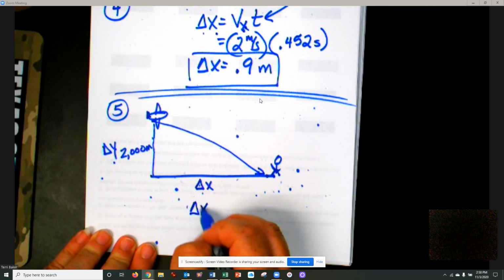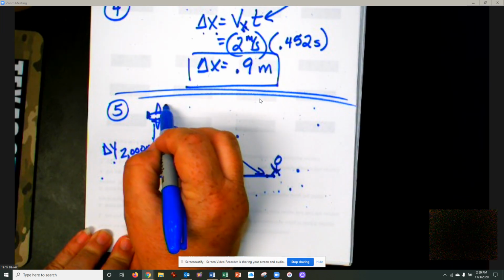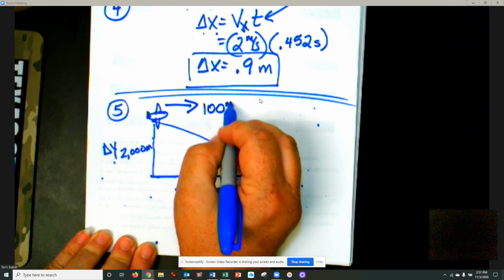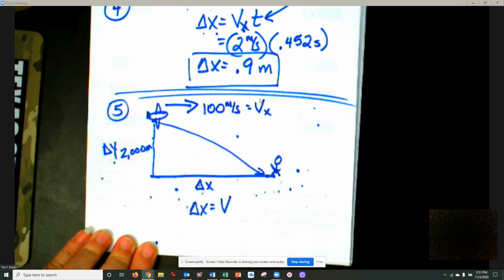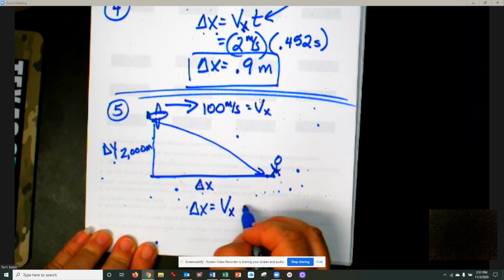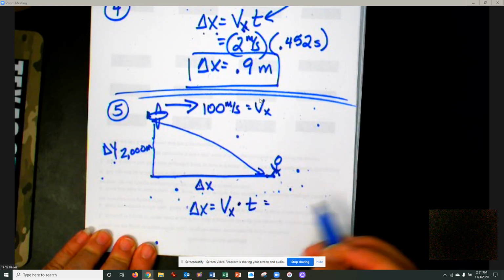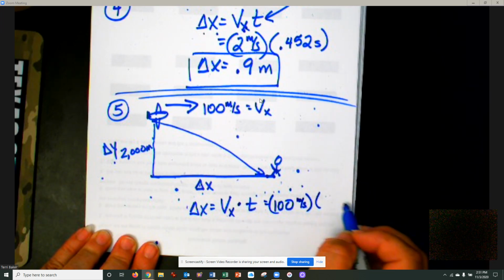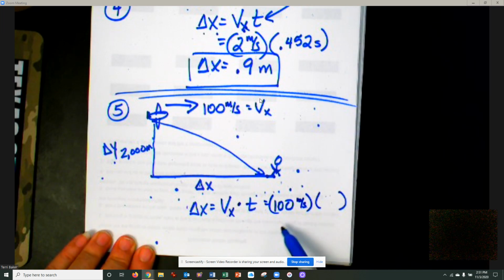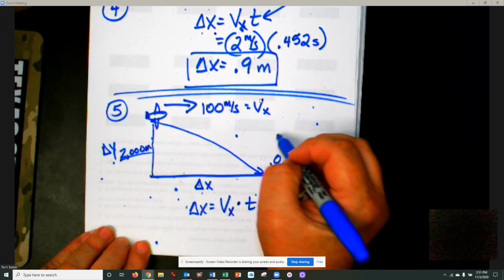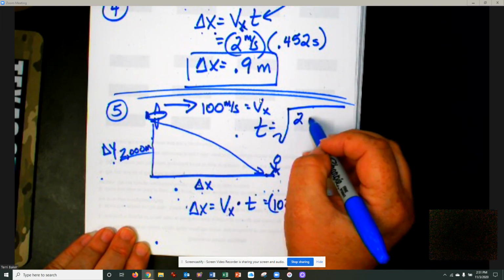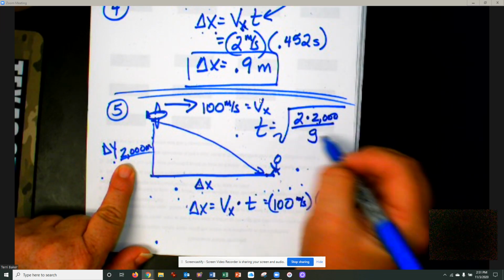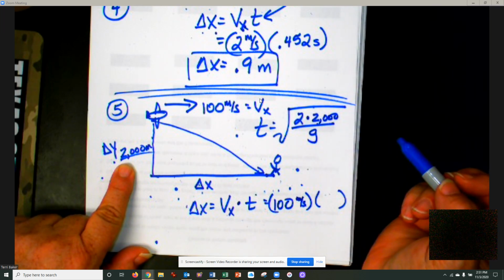2,000 meters, delta x. Oh, and the plane is going 100 meters per second. So that's your horizontal velocity. So delta x is horizontal velocity multiplied by time, so it's going to be the 100 meters per second multiplied by time. I don't know the time, but I have the vertical, so I can plug it into my time equation: 2 times my vertical divided by g. Take the square root of the whole thing.